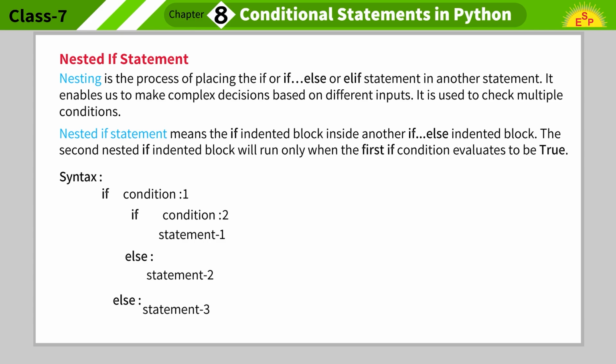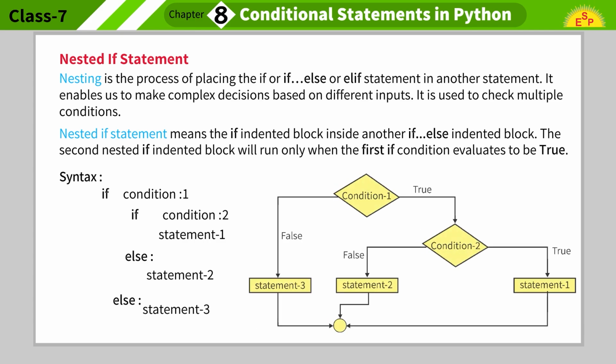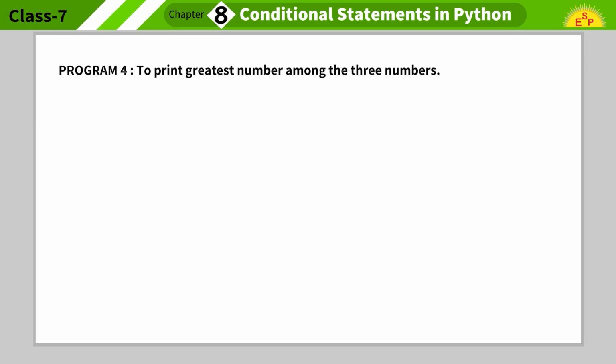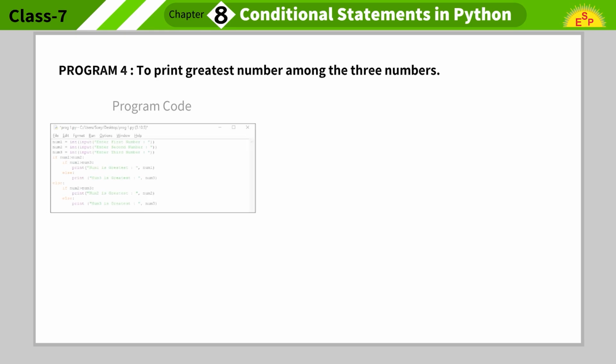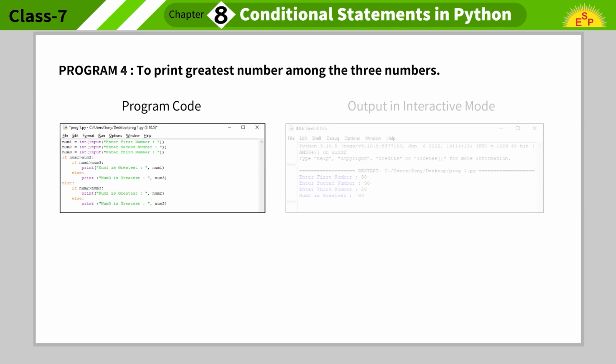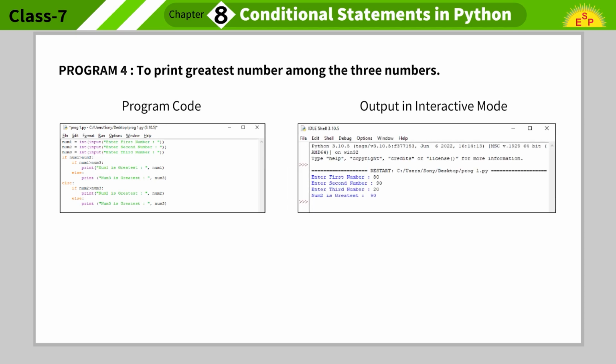Syntax: if condition 1, if condition 2, statement 1, else, statement 2, else, statement 3. Program 4: To print greatest number among the three numbers. Program code. Output in interactive mode.